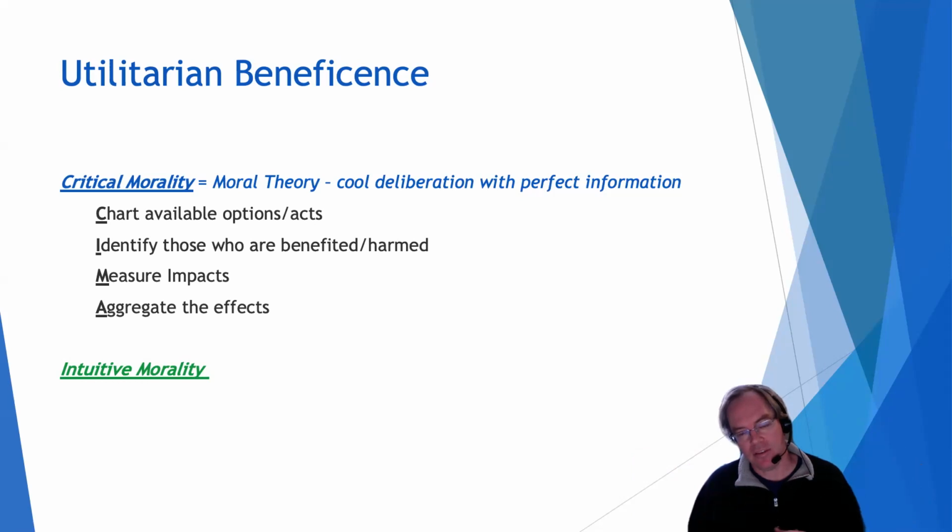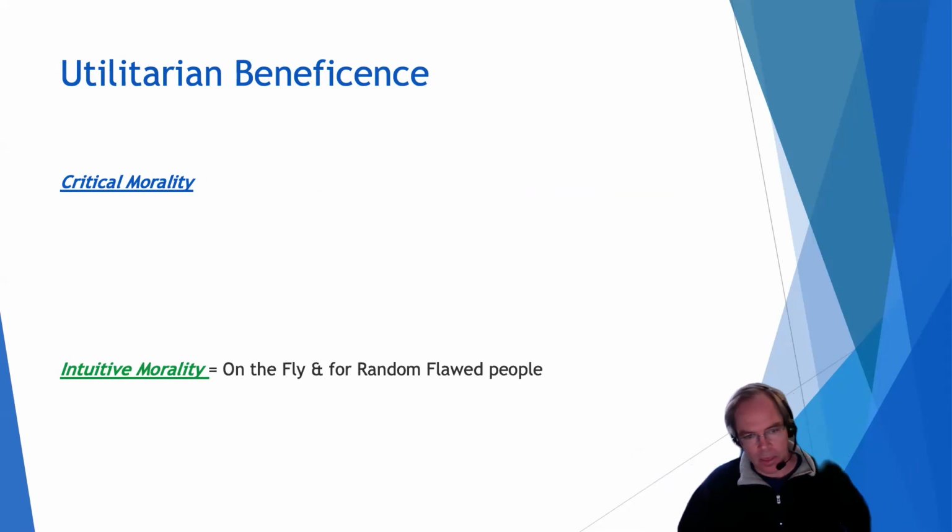The other thing is, since they're in a cool moment of deliberation with perfect information, you could picture they have a very good willpower and they're going to follow through and do the thing that they think is right. Now in ordinary life, we often make decisions on the fly, and we're flawed people. We're not perfect. We rationalize, we're subject to our emotions. And so utilitarians say, if you want to know what the best action to do is, really, the ultimate truth is settled by what critical morality would say.